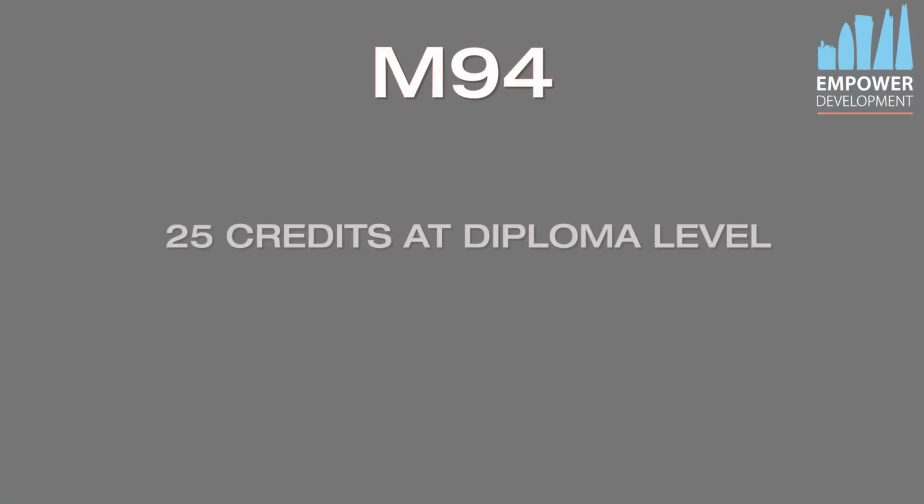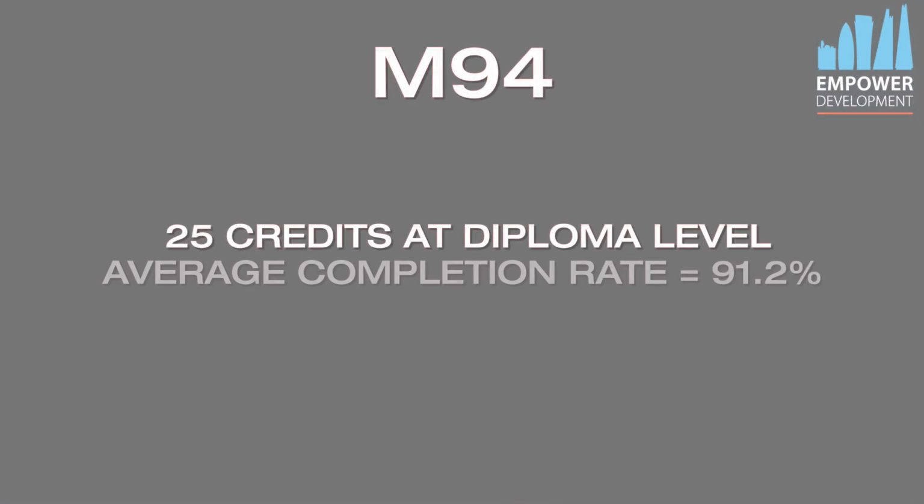M94 is worth 25 credits at diploma level, and the average pass rate across diploma modules for completion is 91.2%.